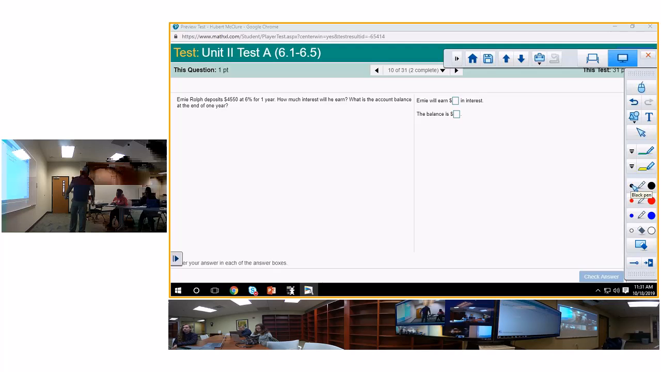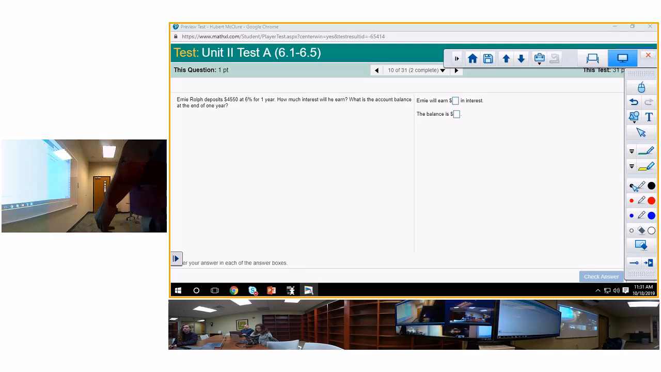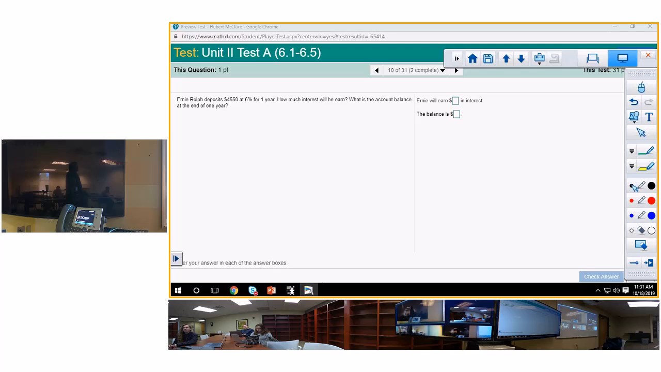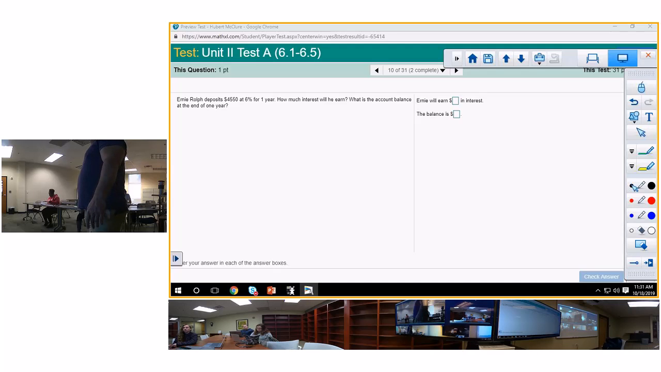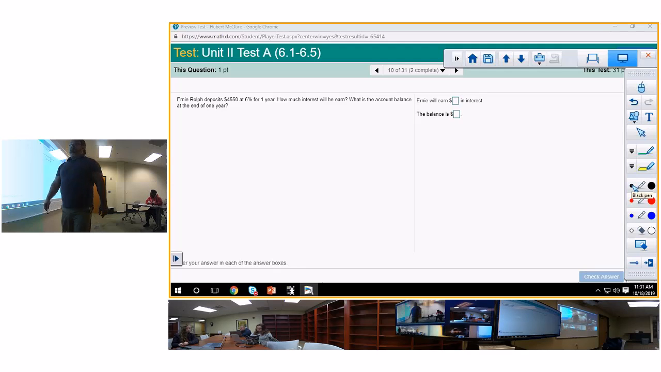Ernie, as in Bert and Ernie, deposits $45.50 at 6% for 1 year. How much interest will he earn? Again, this is not a good question. I didn't know it was on here. But it looks to me like it's compound interest. They should put that in the problem. I think I told y'all that when we did this in class. So I'm going to do compound interest.